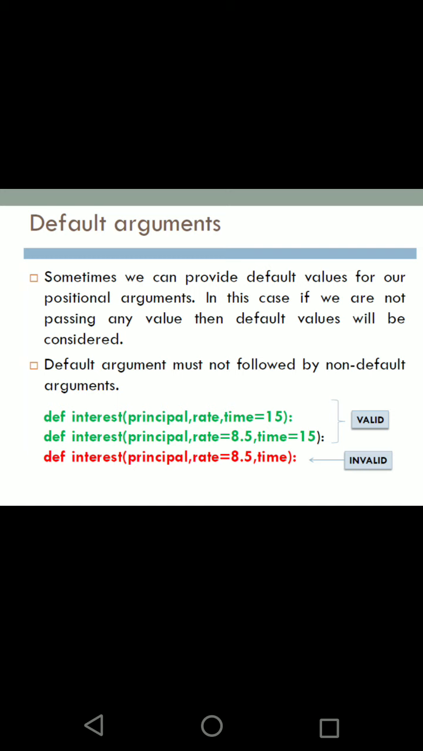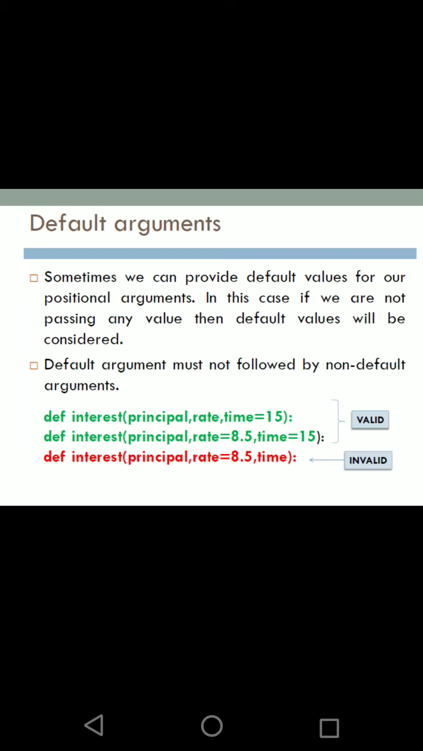Now, what are default arguments? Sometimes we can provide default values for the positional parameters. I have a function interest for calculating interest, where I have three parameters: principal, rate and time. Say that time will be constant all the time, so there is no need to specify the value in the function call. There you can assign time equal to 15. That is one argument at the rightmost end.